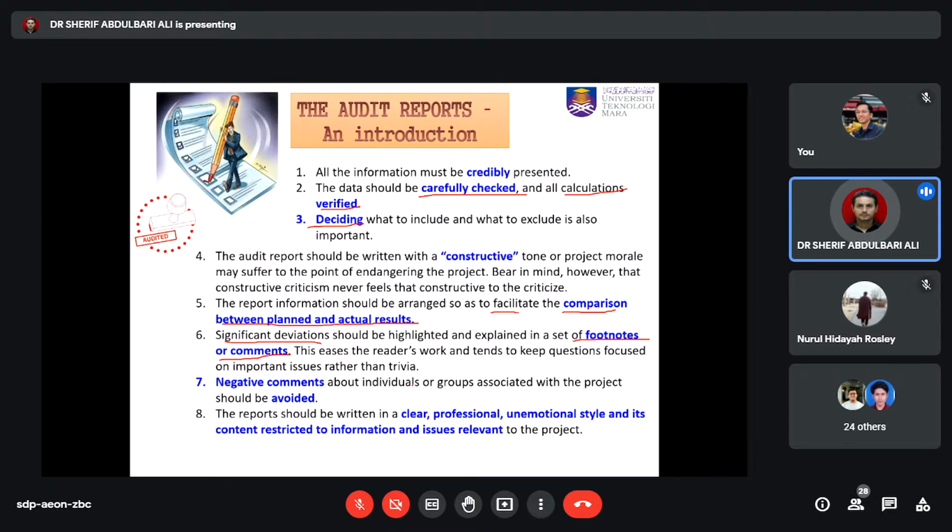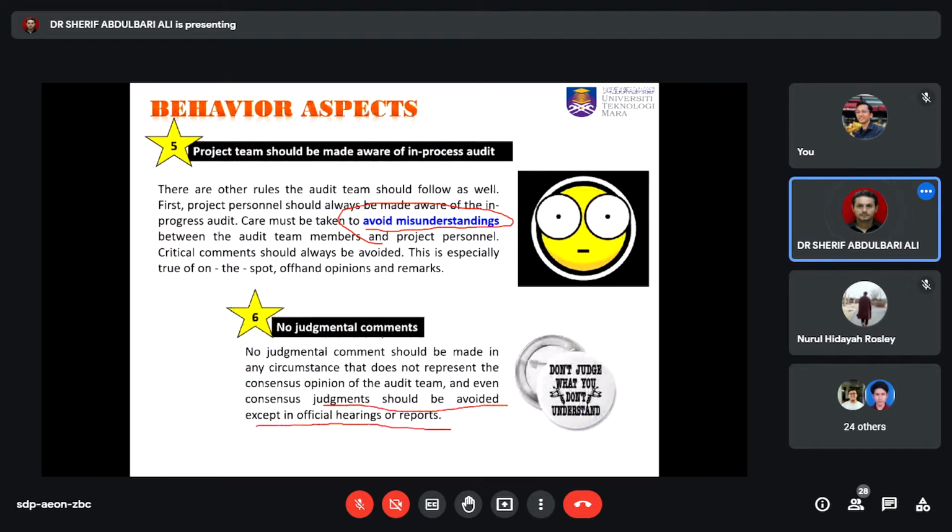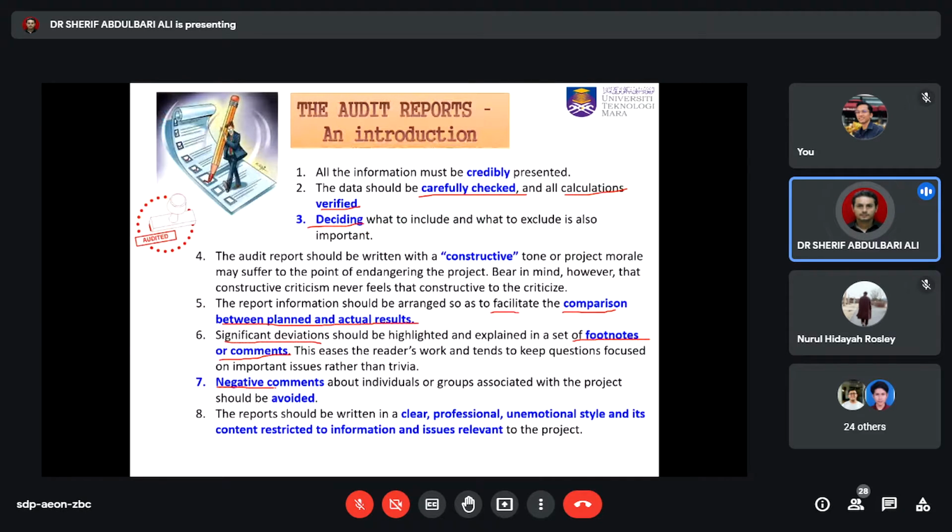Negative comments about individuals or groups should be avoided. This is why I said here, no judgment or comments. So negative comments should be avoided. This is important. The report should be written in a clear, professional, and unemotional style, and its content restricted to information relevant to the issue. Okay, so you are writing professional reports toward the issue.